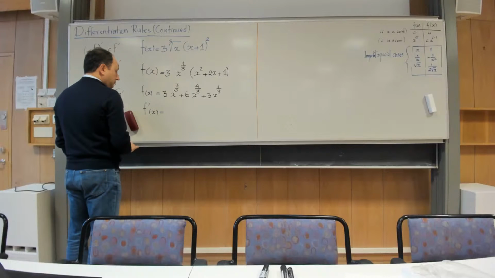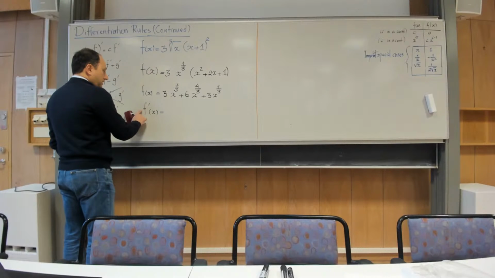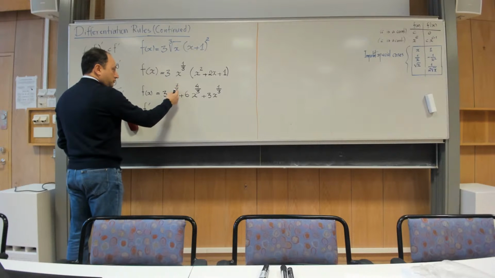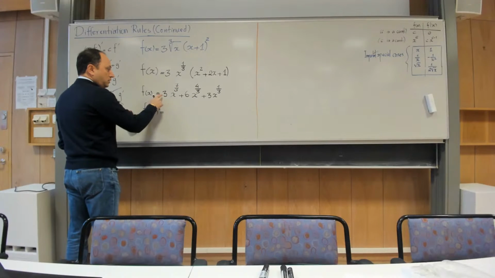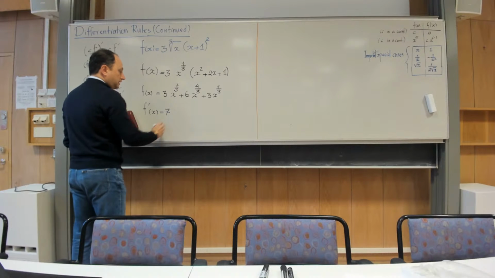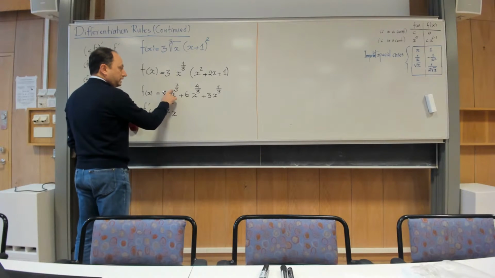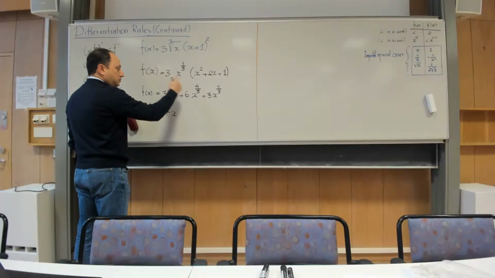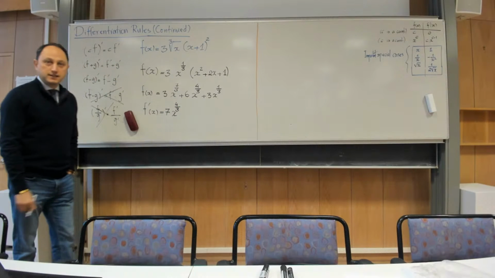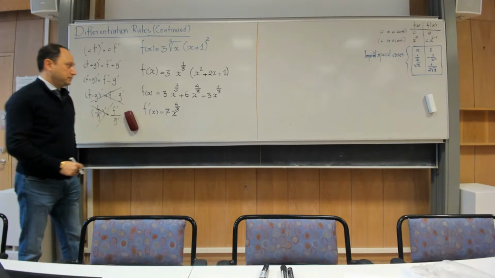So f prime of x is equal to, you write this one, 7 over 3 goes down, multiplied by 3 becomes 7. And then I have x to the power 1 less. 7 over 3 minus 1 is 4 over 3. If you have any questions, please let me know.